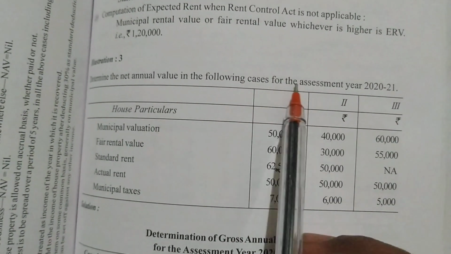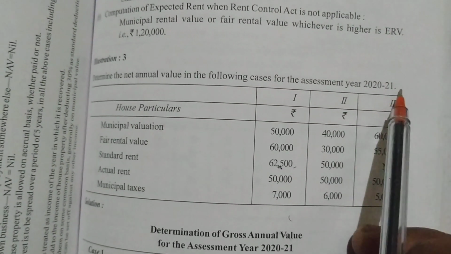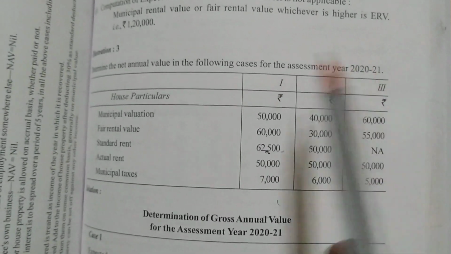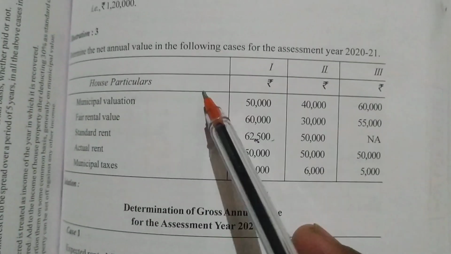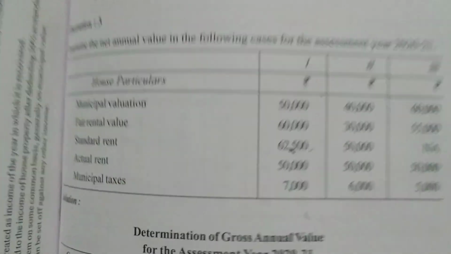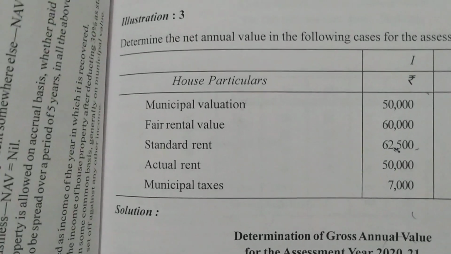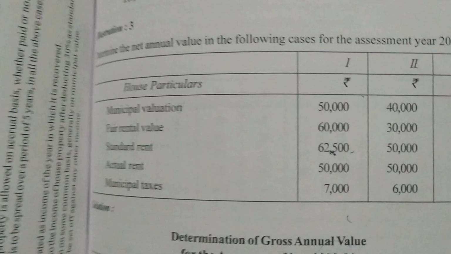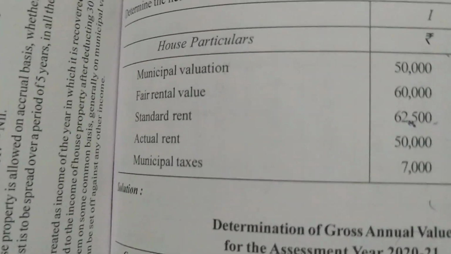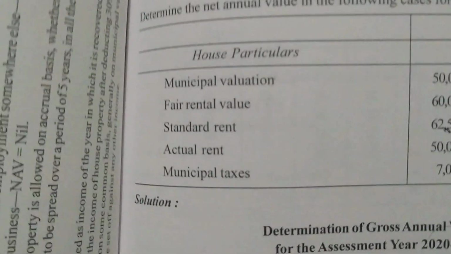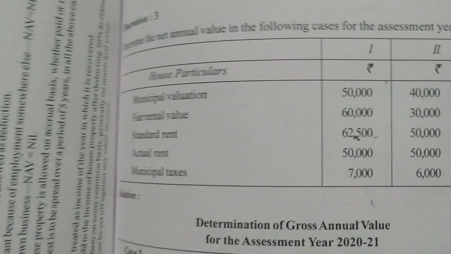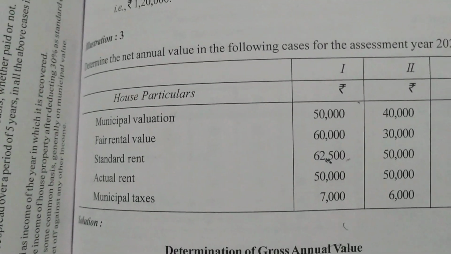In the following cases for the assessment year 2020-21. So 3 houses he has given: house 1, 2 and 3. House 1 particulars are given. Municipal value MRV, fair rental value FRV, standard rent SR, and actual rent ARV. So in the question 4 things will be given: municipal valuation, fair rental value, standard rent, actual rent. With the help of these 4, you have to find out gross annual value.